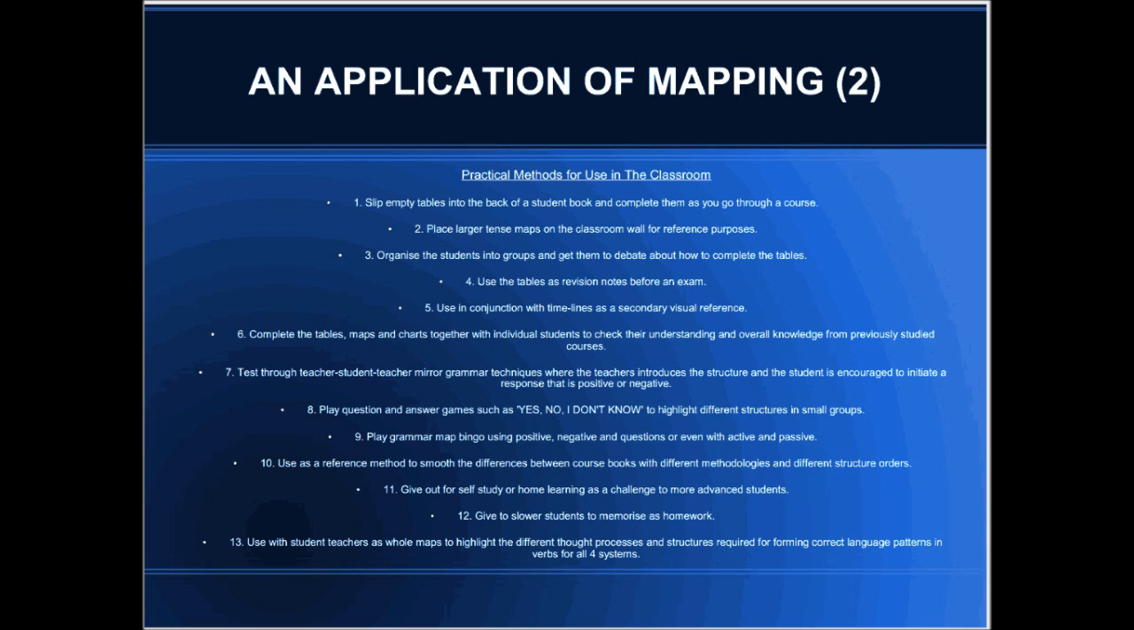Number 10, use as a reference method to smooth the differences between course books with different methodologies and different structure orders. So if you've got students coming into your class from other different classes, you can try to smooth the transition by using maps to see how much they know, by getting them to work with each other to share the different information that they already have.